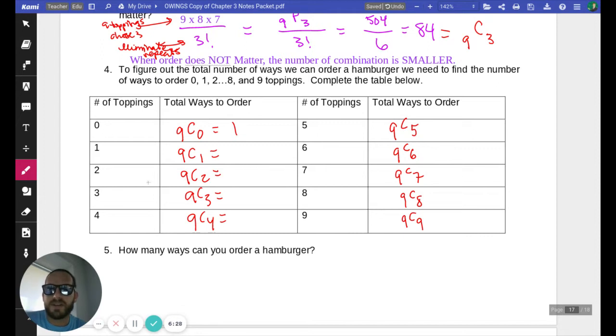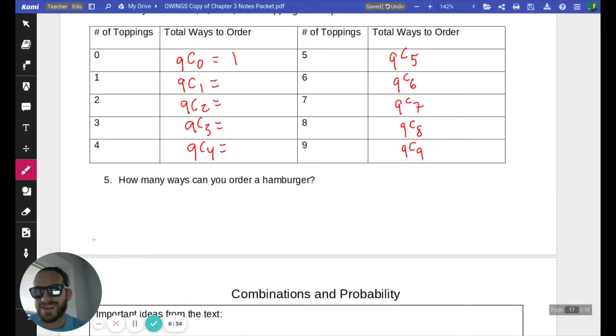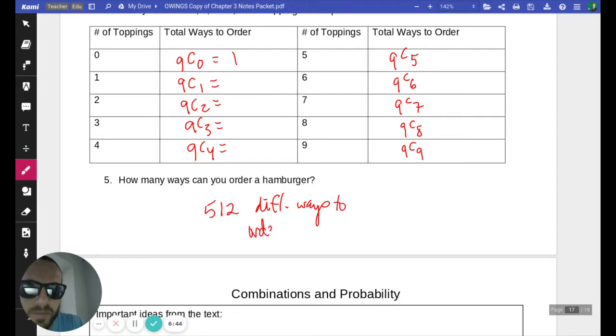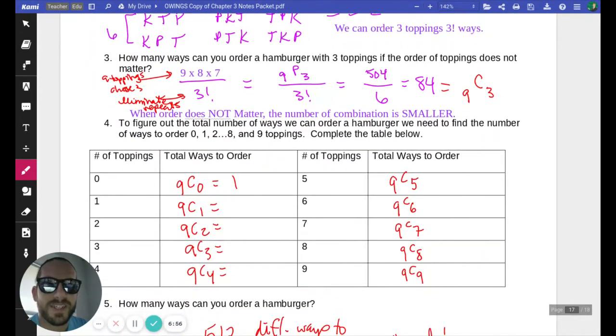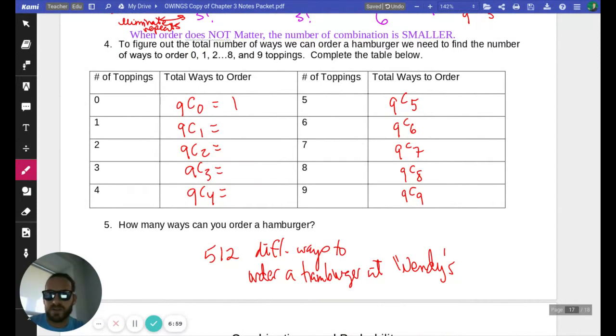How many different ways can we order by choosing all these toppings? What we'll see is that when we add up all these different variations, we're going to end up with 512 different ways to order a hamburger. So they kind of undersold it at the beginning when they said that there were 256 ways to order hamburgers. They're a little bit off, but not too far. They just need to double it, apparently.